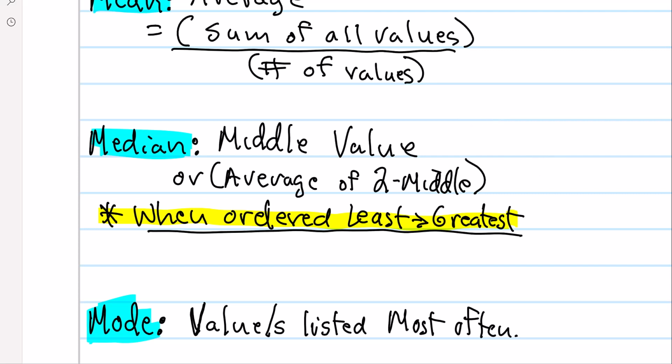All right. So when there's an odd number of terms, you just pick the middle value, and that will be the median. When there's an even, say 10 terms, you take the 2 middle values, add them together, divide it by 2.